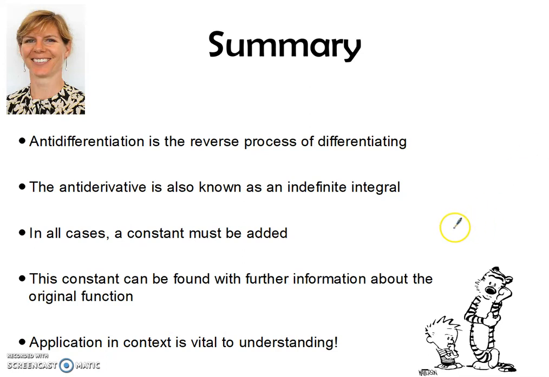In summary, antidifferentiating is simply the reverse process. An antiderivative is also known as an indefinite integral. This is actually the general antiderivative when we're not talking over a specific interval. In all cases, a constant must be added, plus c, and then you can find that constant if you've been given further information. Application in context is vital to your understanding. It's always the worded questions that trip students up, so really focus on those ones.